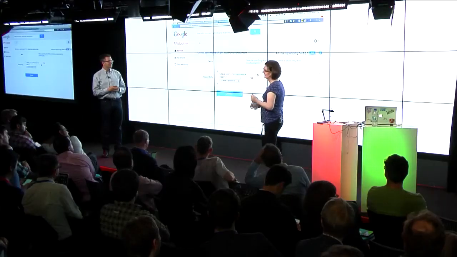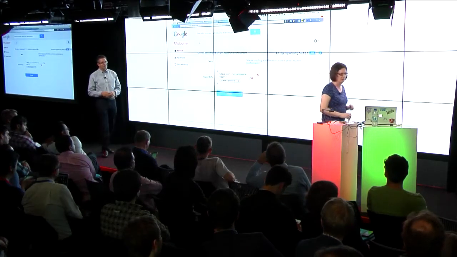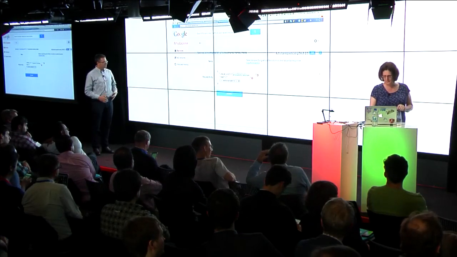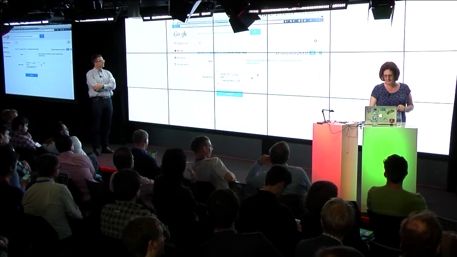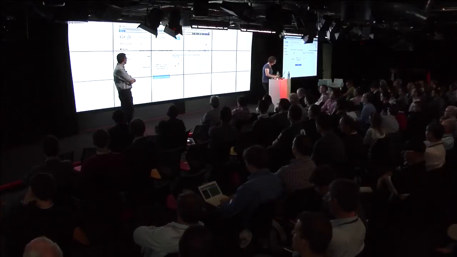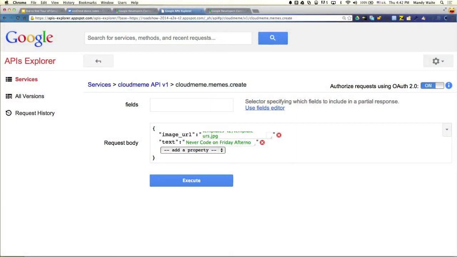But in the great tradition of audience participation, we need a meme text from you. So we've chosen one of the URLs, but we need some text from you that we can put to make this very dynamic. So anyone have any suggestions for a text string that we can type here? Never code on Friday afternoon. That's great. Never code on Friday afternoon.